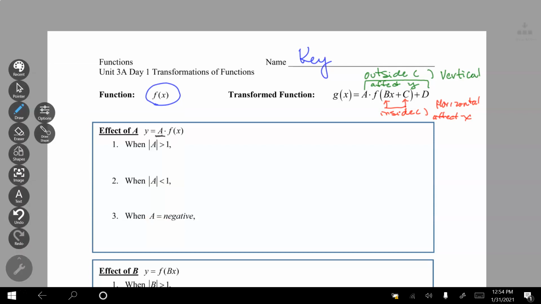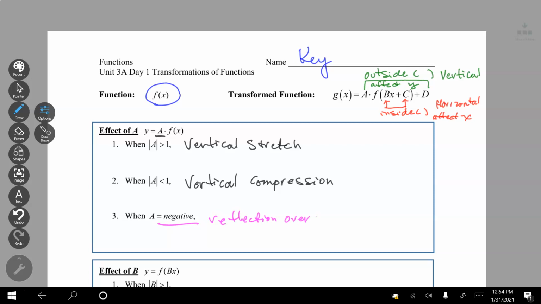So first we're going to look at the letter A, and when the letter A is bigger than 1, like 2 or 3, it is a vertical stretch. It's going to make the graph vertically longer, higher, bigger, going up and down. And when A is smaller than 1, like a half or a third, it is a vertical compression. So it's smaller vertically. And when A is negative, it is a reflection over the x-axis.